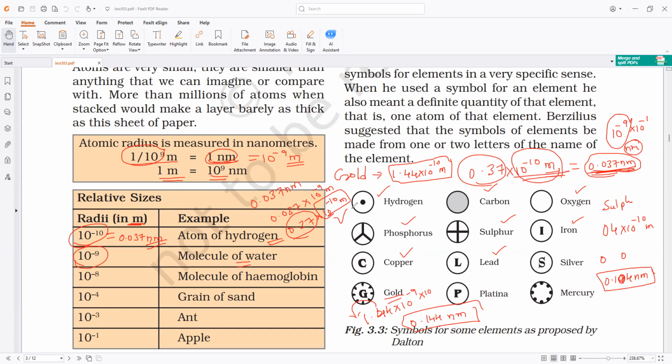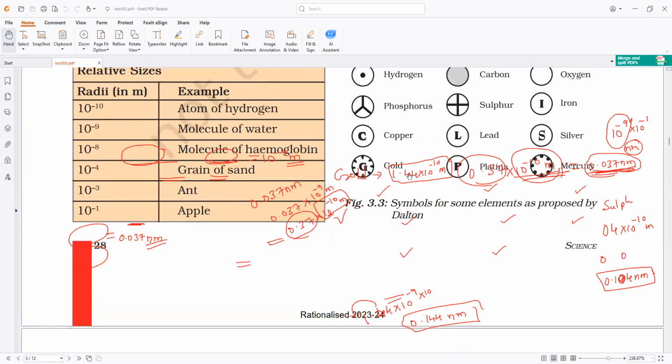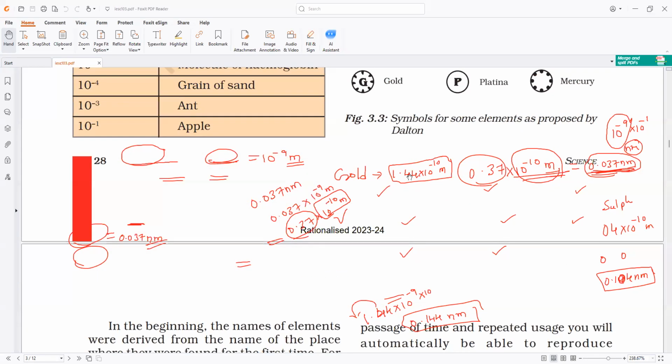So there will be some number in front, that's all. No other difference. Clear? So please learn: 1 nanometer equals how many meters? That is most important. 1 nanometer is equal to 10 power minus 9 meters.